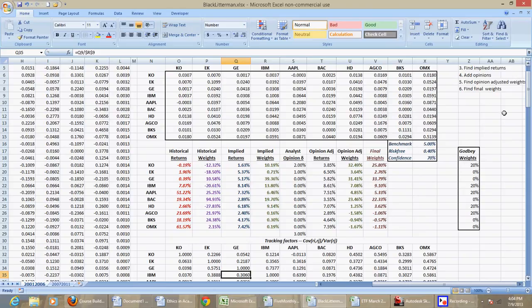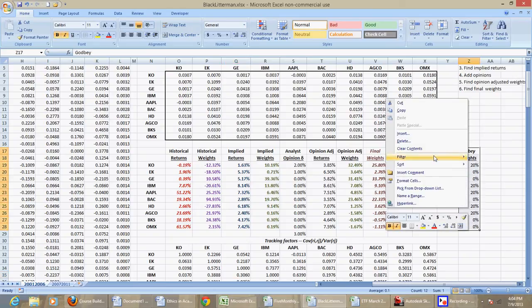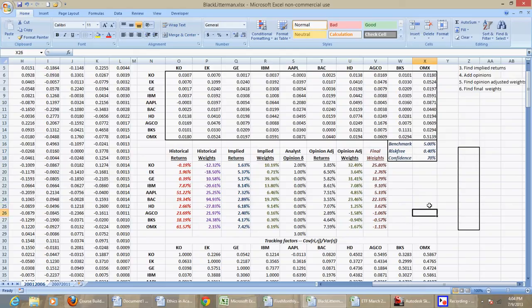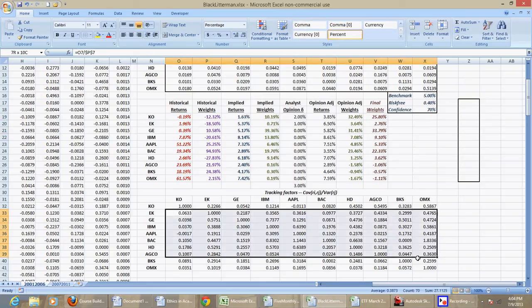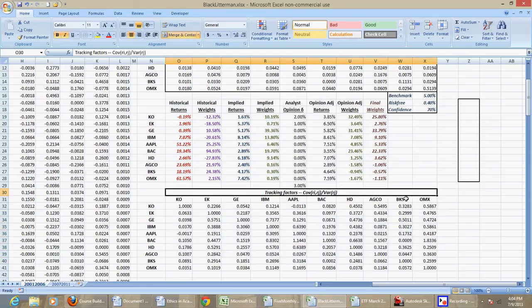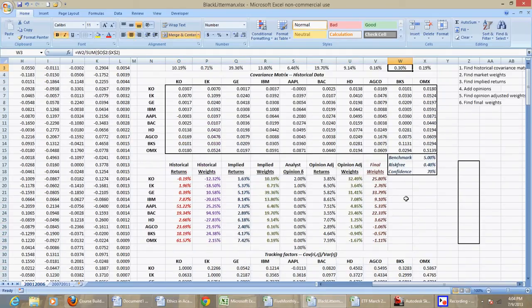And these are the tracking factors, which is the best explanation. This is going to give me the relationship of the changes. So if I think Coke is going to increase, how do the other stocks change? It goes through this tracking factors matrix. So what I want you to do basically is reverse engineer the spreadsheet.